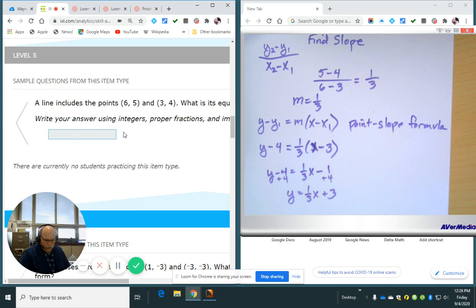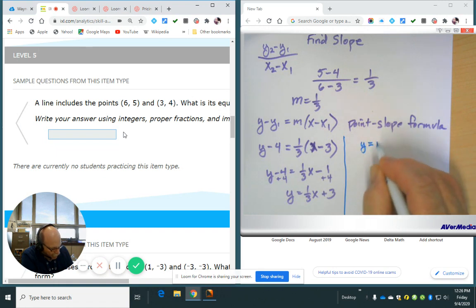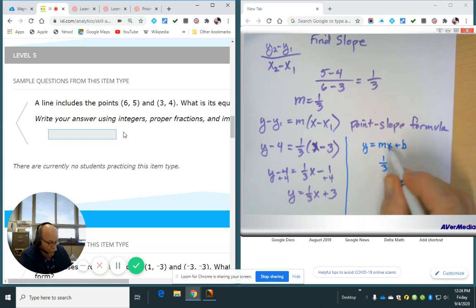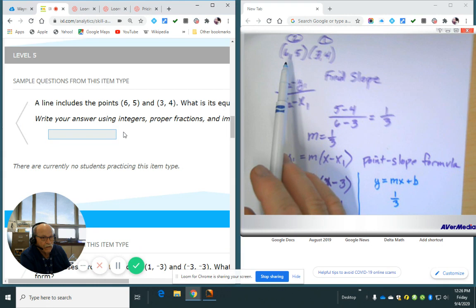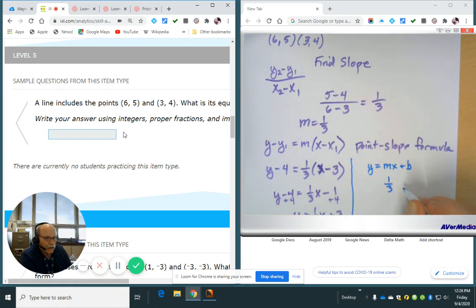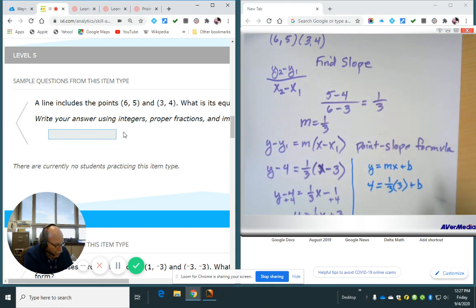Now, suppose you wanted to do it a different way. There is another way. Some might think it's easier, some might think it's harder. I know y equals mx plus b is what I'm looking for. I have m, 1/3, and I have an x and a y from the points they gave me. I only need to use one. So I have 1/3 times 3 plus b equals 4, using (3, 4) again. 1/3 times 3 is 1, so 1 plus b equals 4. Subtract 1, and I get b equals 3.